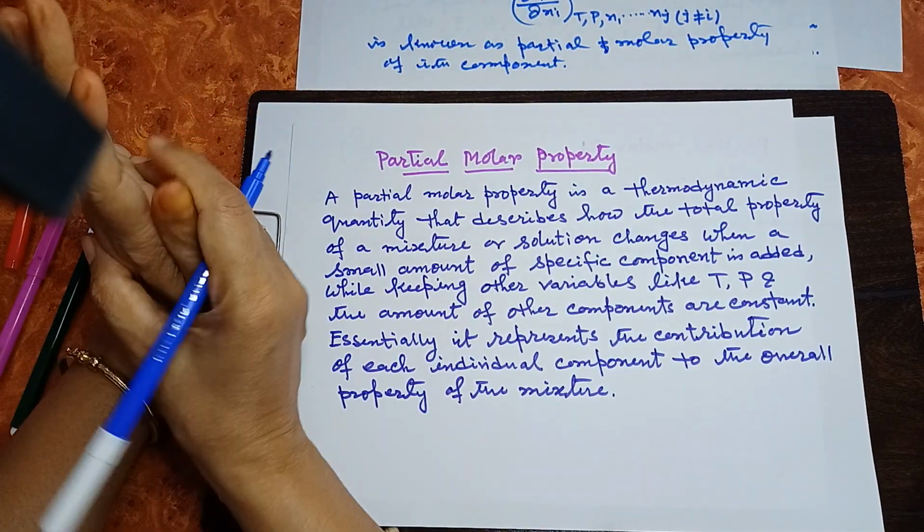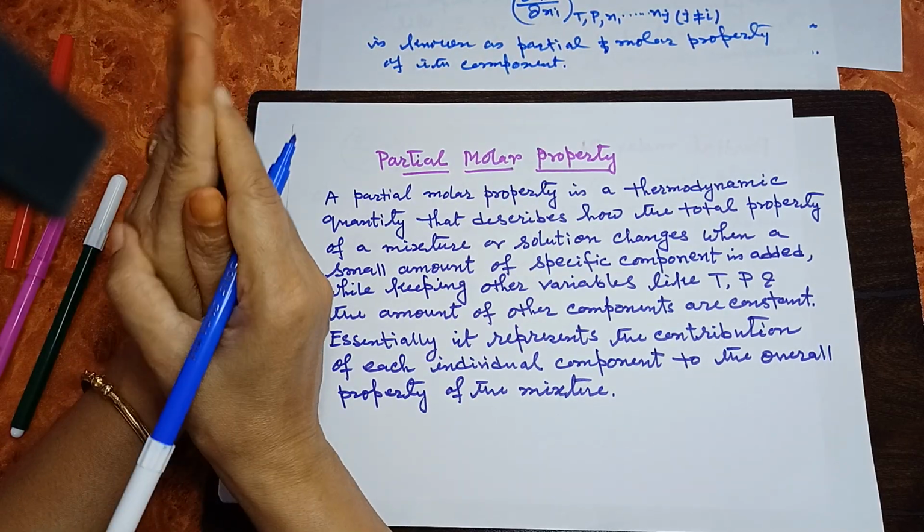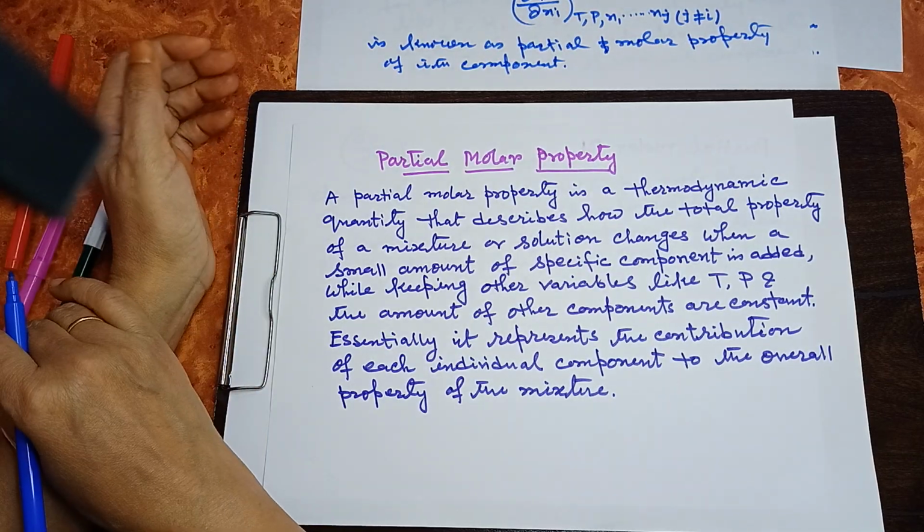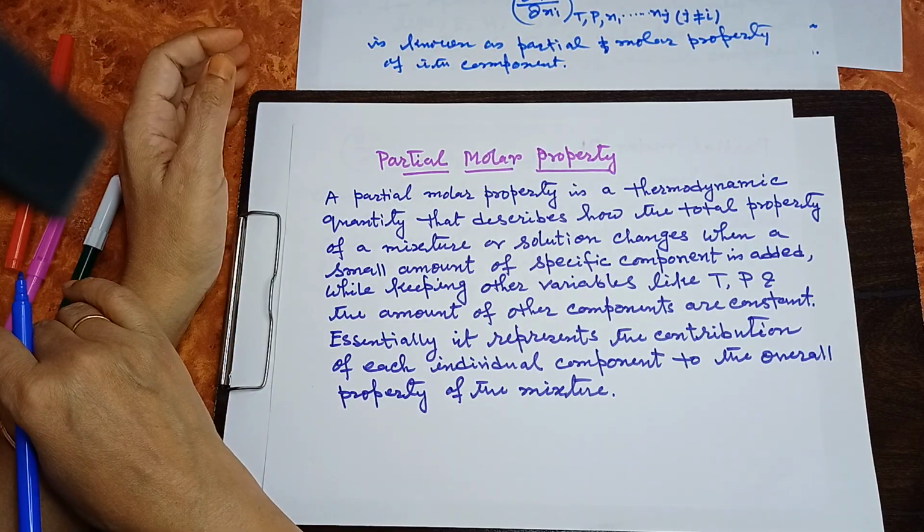And the partial molar property of the Gibbs free energy is known as the chemical potential.